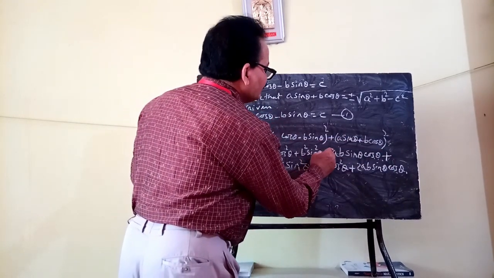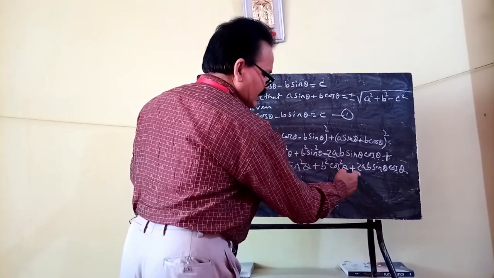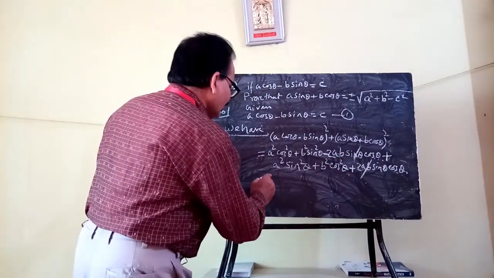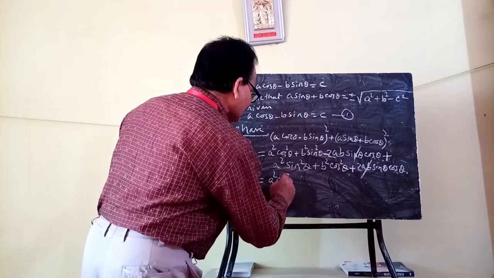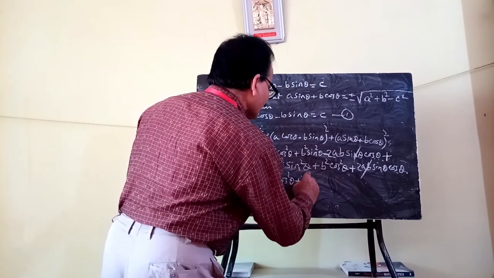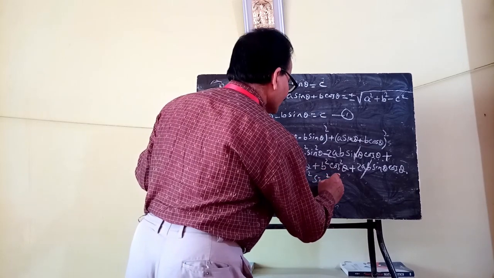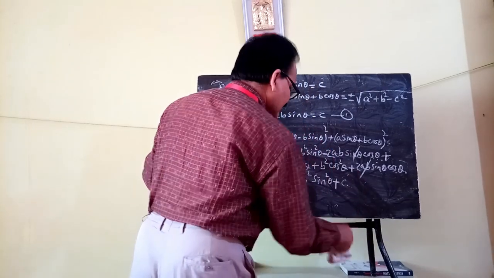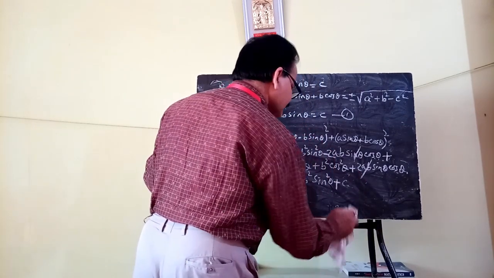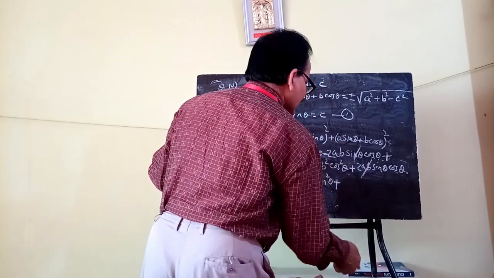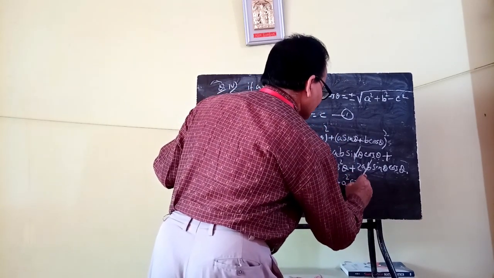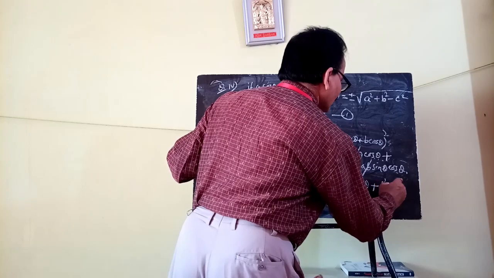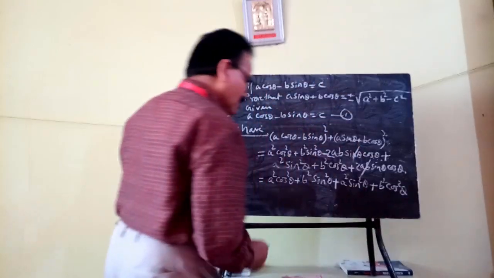You see this term minus 2ab sin theta cos theta and plus 2ab sin theta cos theta, when added they cancel each other. So the only thing you have got is a square cos square theta plus b square sin square theta plus a square sin square theta plus b square cos square theta. So you have got this much.